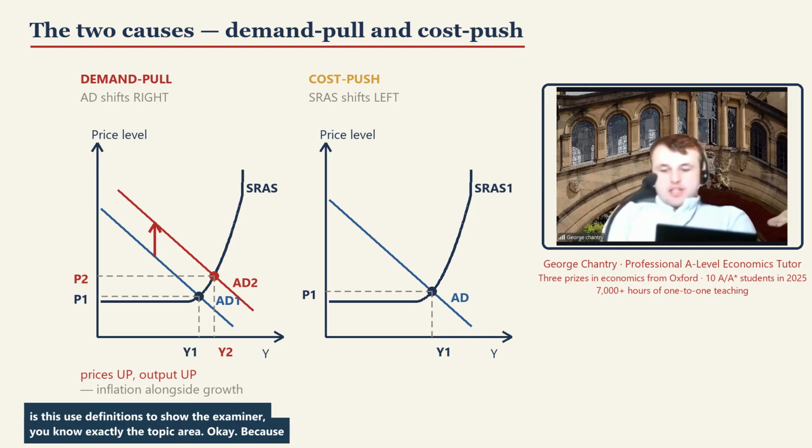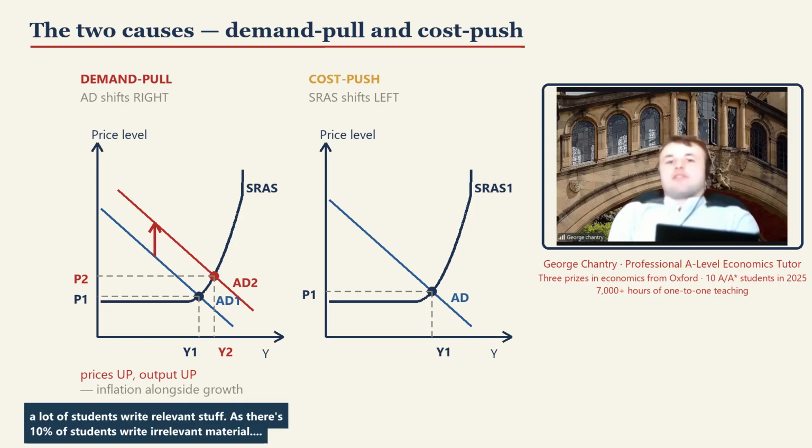What I would say is this: use definitions to show the examiner you know exactly the topic area. Okay? Because a lot of students write irrelevant stuff. I'd say 10% of answers are completely irrelevant to the question. So in the first sentence, I define the topic area so that the examiner knows you're one of the students who knows what's relevant.